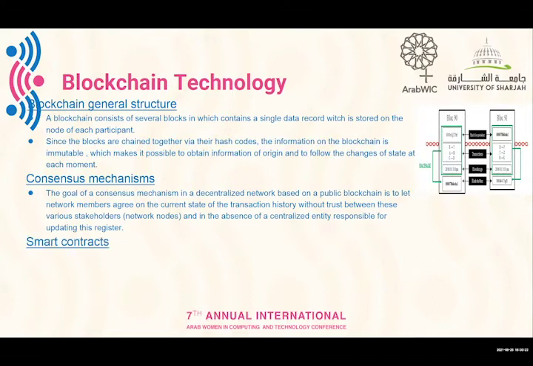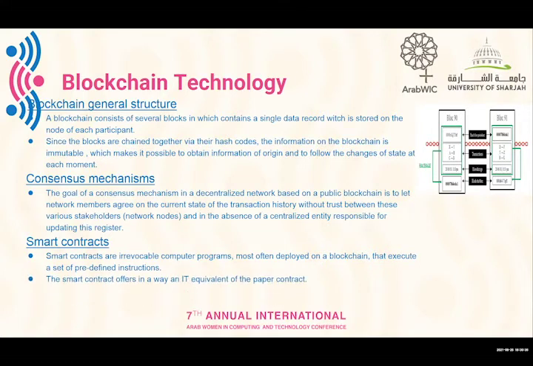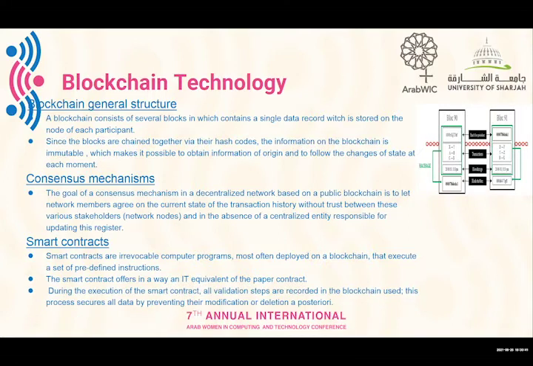And also, we don't forget to speak about smart contracts, which are irrevocable computer programs most often deployed on a blockchain that execute a set of predefined instructions. In fact, smart contracts in the IT domain are like a paper contract. And during the execution of the smart contract, all validation steps are recorded in the blockchain used. This process secures all data by preventing their modification or deletion a posteriori.